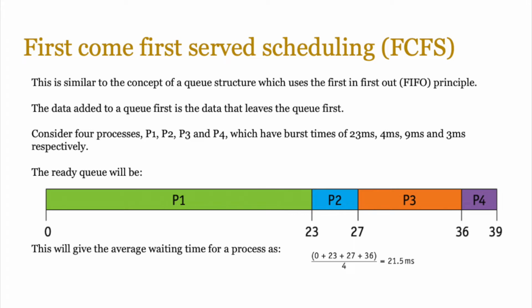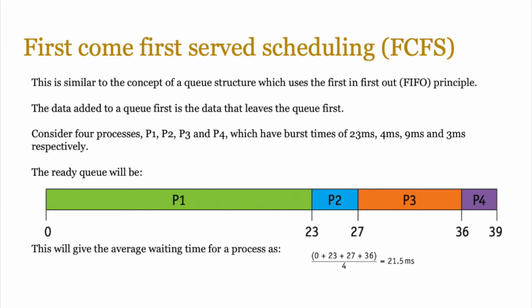So the ready queue in first come, first served scheduling will be that P1 arrives first, so it takes the full 23 milliseconds. Then the next one arrives, P2 with 4 milliseconds, then the next one, P3 with 9 milliseconds, and the next one, P4 with 3 milliseconds. So the total time in this case is 39 milliseconds, which is what will be required for all 4 processes to be completed on the CPU.